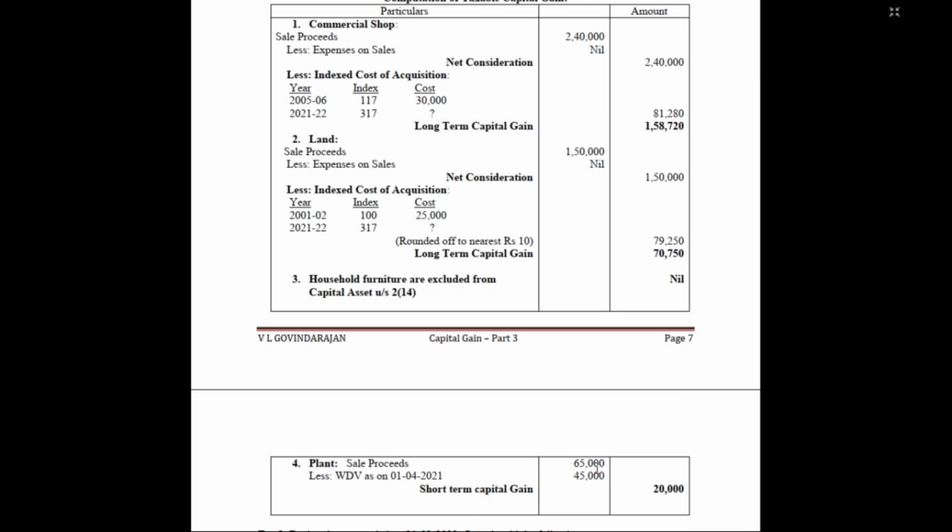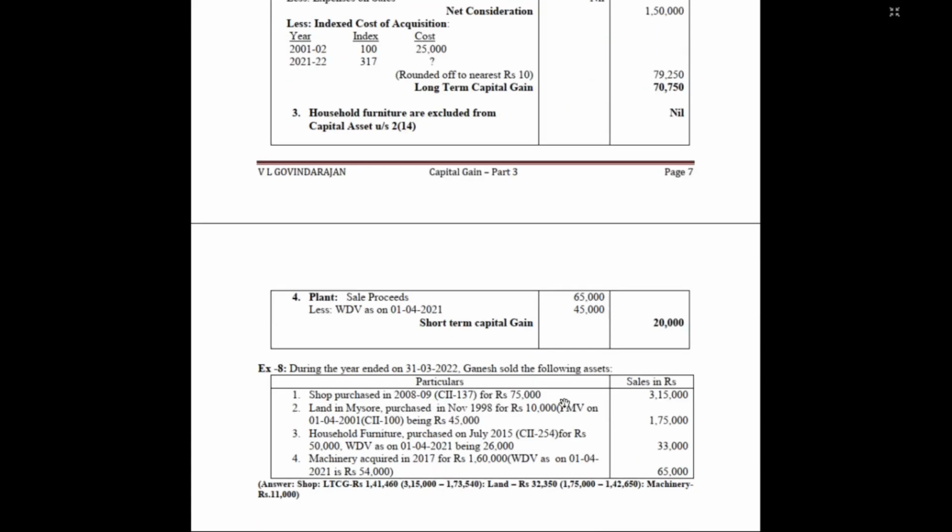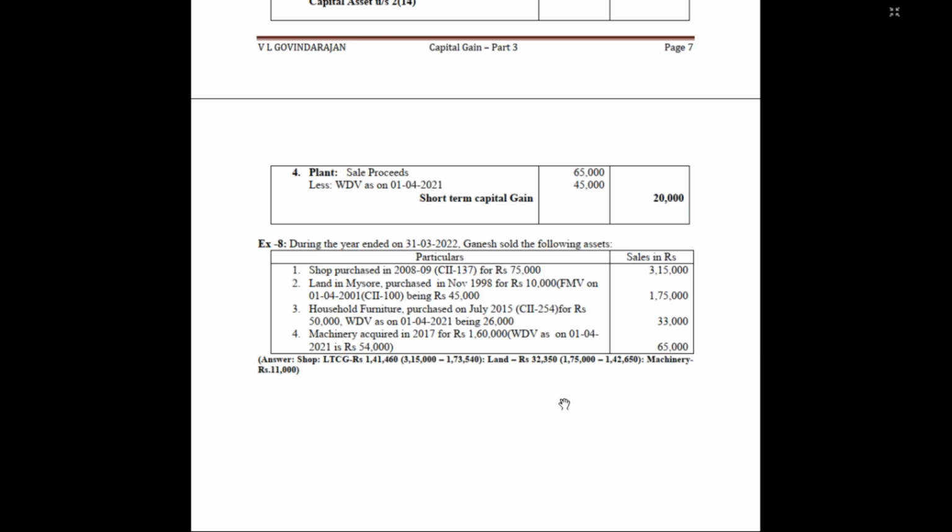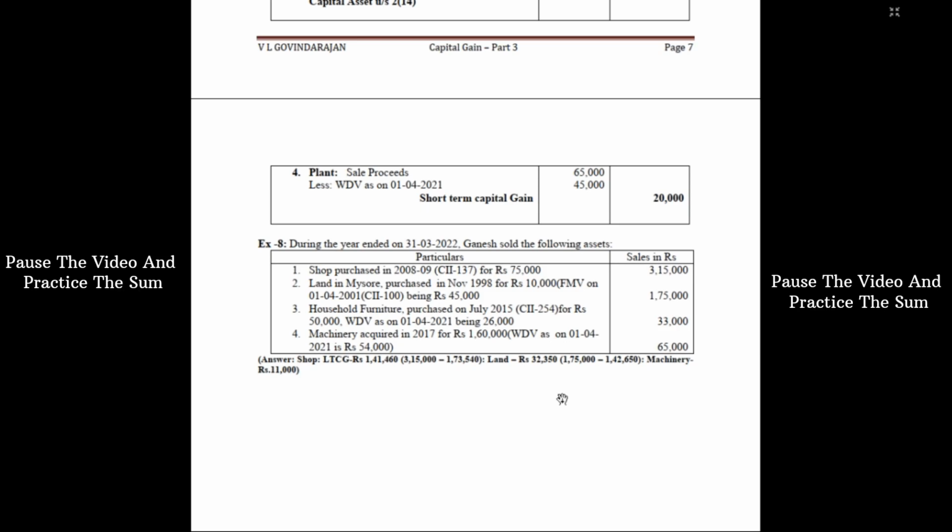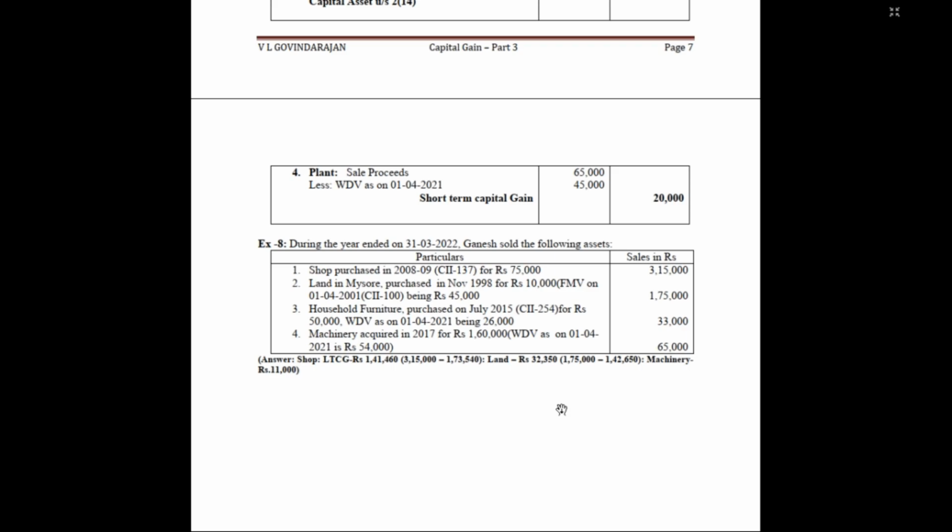Actually, sorry, in this there are some alignment issues. Okay, in the same pattern, for exercise 8, the listeners can practice exercise 8 and check the answers.